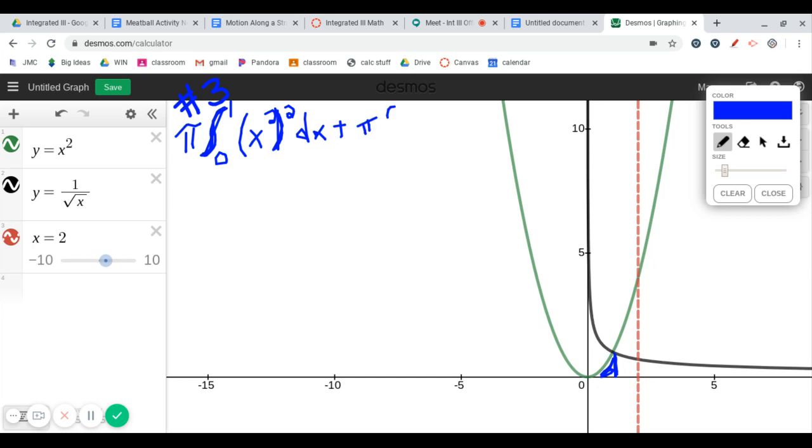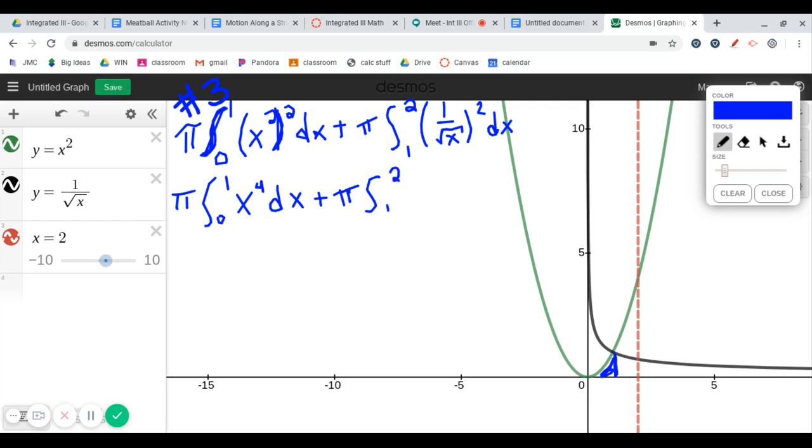So pi times the integral from 1 to 2 of the radius, which is 1 over square root of x, squared dx. Alrighty, so this becomes pi times the integral of 0 to 1 of x to the 4 dx plus pi times the integral from 1 to 2 of 1 over x dx, because 1 squared is 1, square root of x squared is just x.